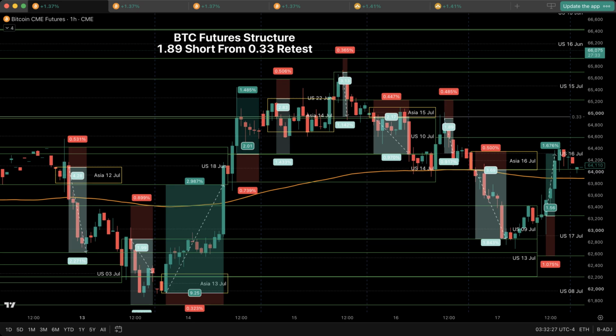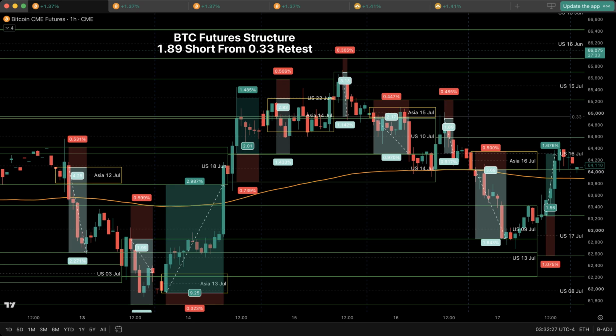Session lower boundary. Take profit line. July 16th U.S. session midpoint. Risk-reward ratio 1.89. The entry sits at July 10th U.S. session upper boundary. Why there?